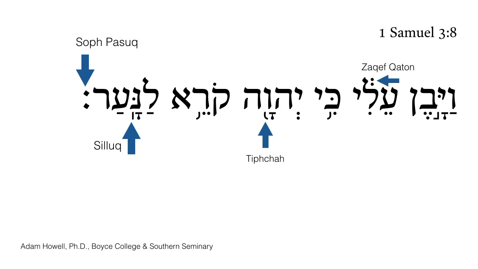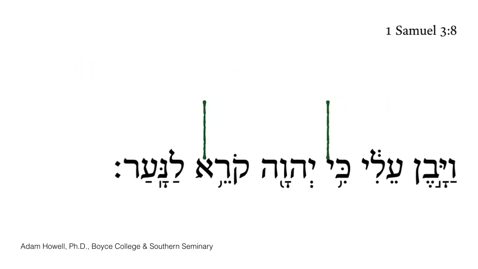Katon. Now, if we want to add lines to this for even smaller segments, we can do that, and then we can translate each clause or phrase independently before putting them all together. We may have something here like, and then Eli understood, break, that the Lord, small break, was calling or was a caller to the young lad. So now let's put the whole verse together again and walk through one final translation of it.